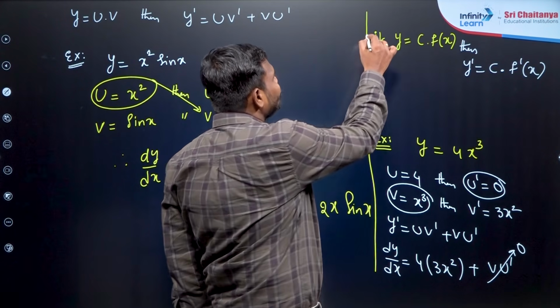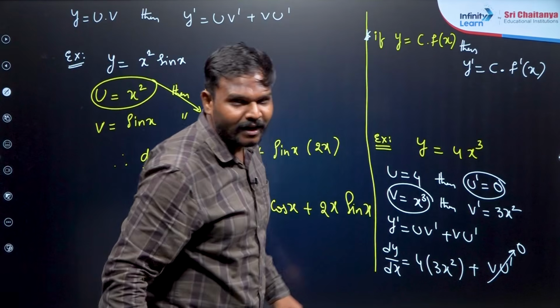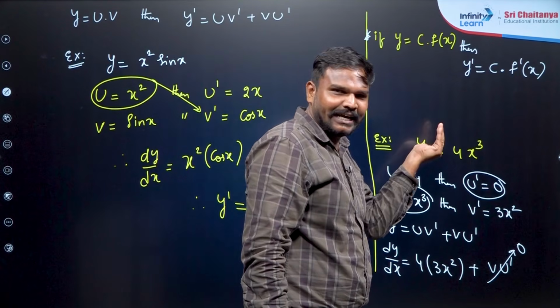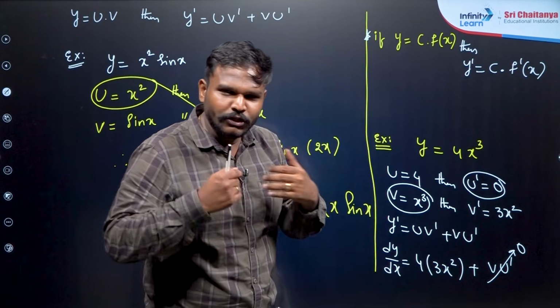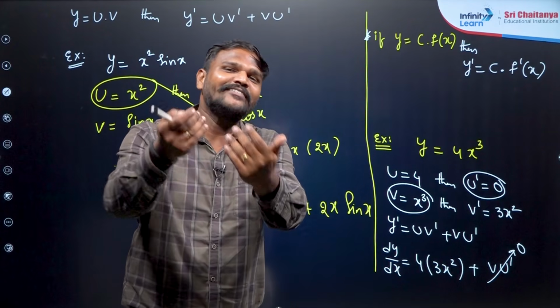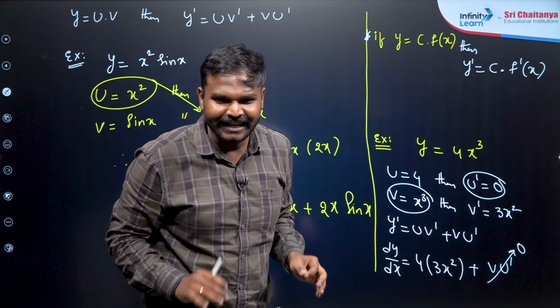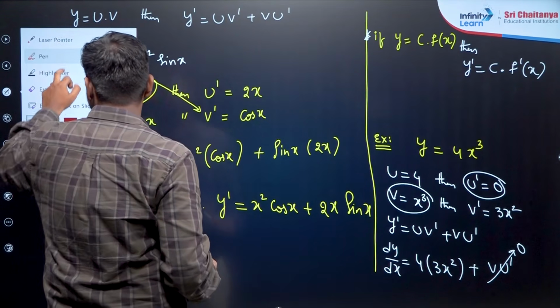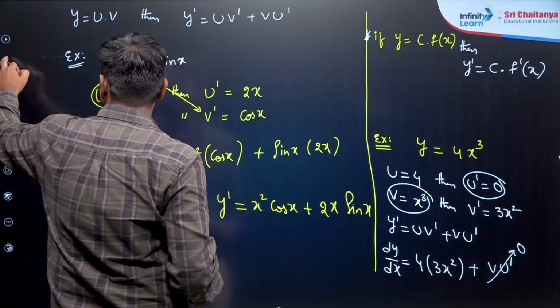So now this becomes a formula. What formula? A constant multiplied by a function: keep the constant outside and differentiate the function. u v dash is enough. No need to do v u dash because anyway it is 0. Is that clear? Next.